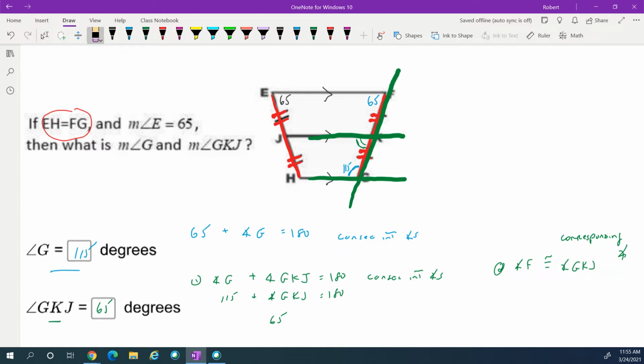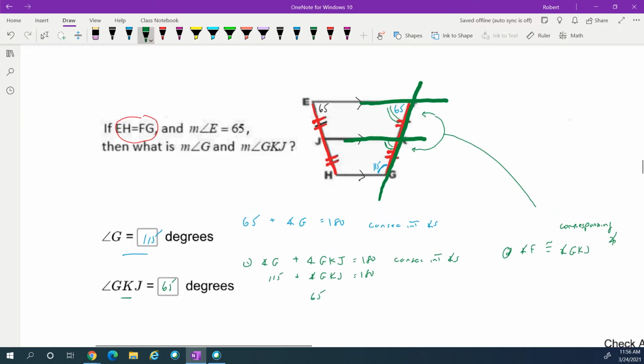So let me just draw that parallel line in so we can see it better. Angle F, 65, and angle GKJ are corresponding angles. So another way to do it. Again, more than one way, but we have to know our angle pair relationships. So here we used corresponding angles or consecutive interior angles.